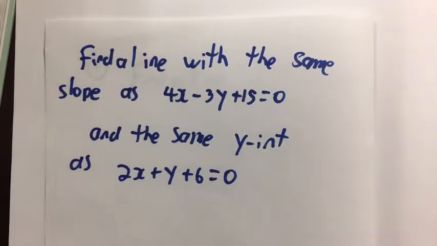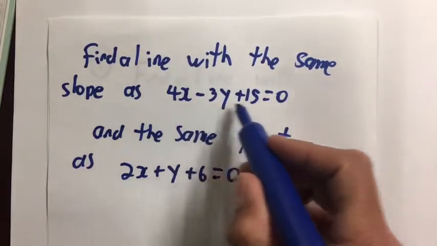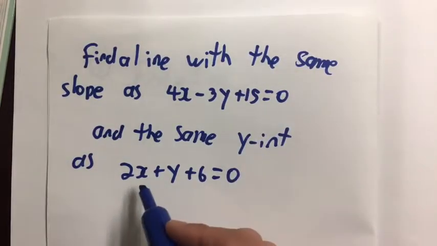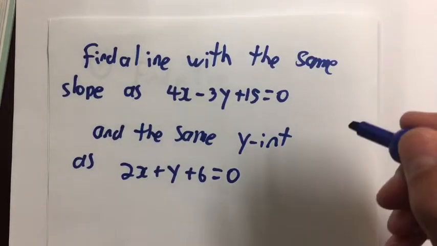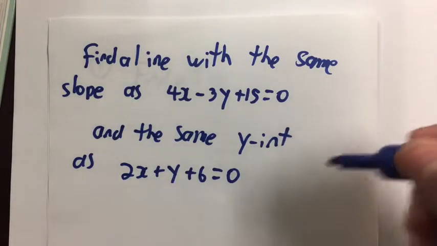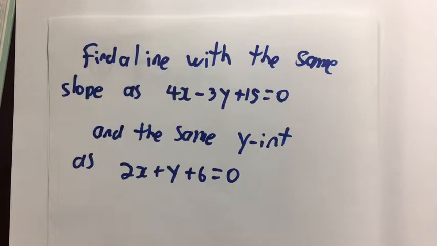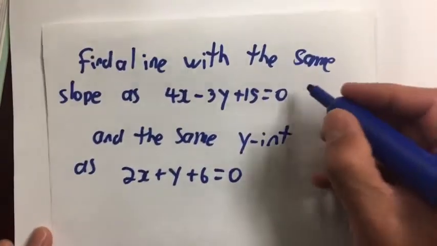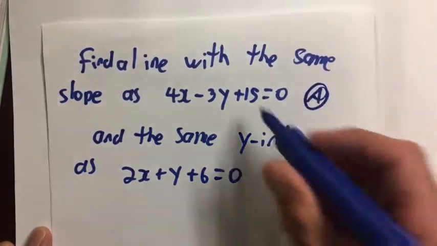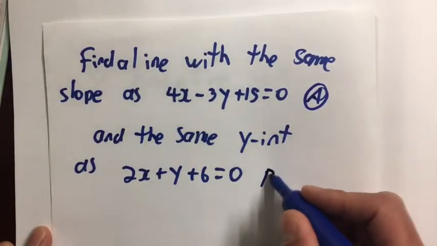2x plus y plus 6 is equal to 0. So I'm looking for the equation of a new line. It's got to have the same slope as this, and it's got to have the same y-intercept as that. Because I'm dealing with two lines, I'm going to name them and label them so I don't lose track of what I'm doing as I do more work. So I'm going to say this is line A, and I'm going to make this one line B.